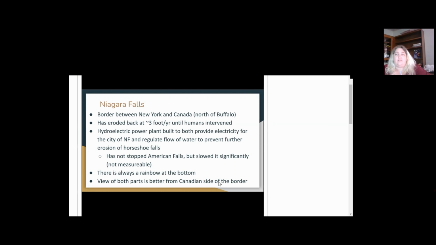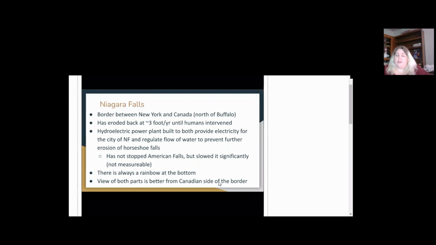The Horseshoe Falls is on the Canadian side, and it is shaped like a horseshoe. You'll see some pictures here in a second. That side is where the hydroelectric plant is. And so erosion on that side has slowed a whole lot, and it's eroding back very, very slowly, much less than it used to. The American side, not so much.